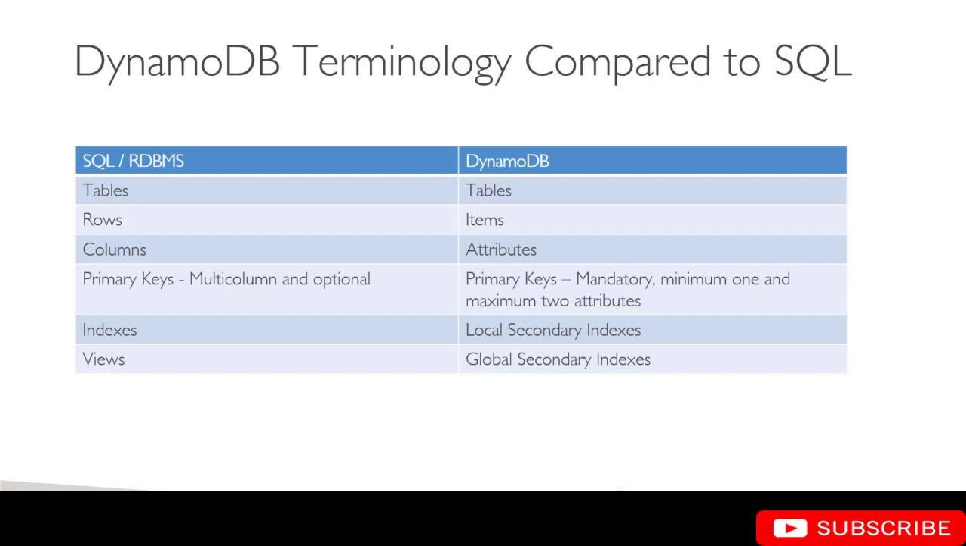And primary keys being mandatory is one of the reasons that helps DynamoDB deliver consistent high performance at any scale. Then in relational databases, we have indexes. In DynamoDB, we call them local secondary indexes. Similarly, in relational databases, we have views, and in DynamoDB, we have global secondary indexes instead.